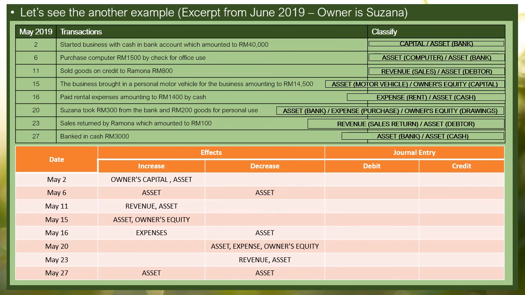23 hari bulan revenue berkurang sebab dia buat sales return. Asset dia pun berkurang sebab account receivable kita berkurang, debtors kita berkurang. Last sekali asset bertambah sebab bank in cash, cash kita berkurang sebab kita bawa cash masuk dalam bank. So that will be the answer.